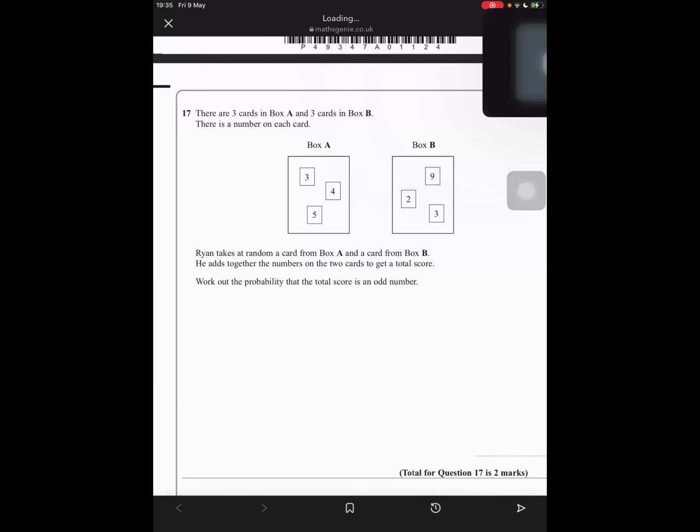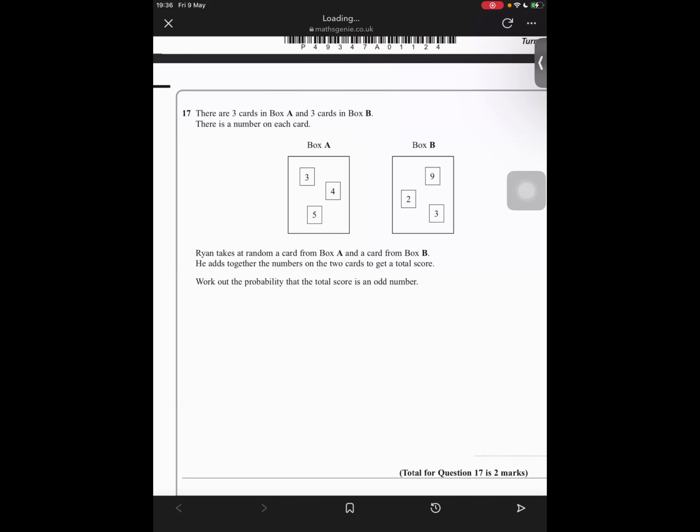Okay, there are three cards in box A and three cards in box B, with a number on each card. What does it say? Ryan takes a card at random from box A, okay, and a card from box B, okay. It says he adds together the numbers on the two cards to get a total score. It says work out the probability that the total score is an odd number.